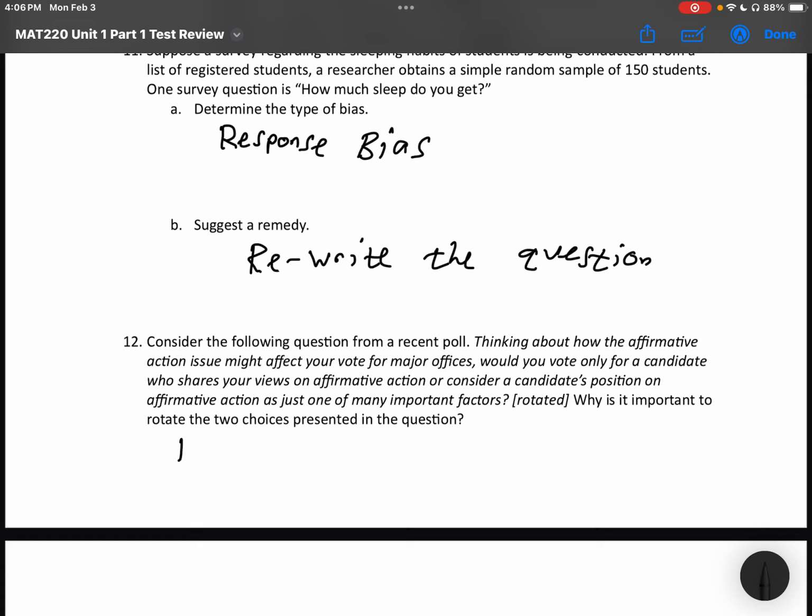This is to reduce response bias, especially if the questions around this dealt with the same issue. You don't want to have the whole thing be positive and then negative. You kind of want to switch them up.